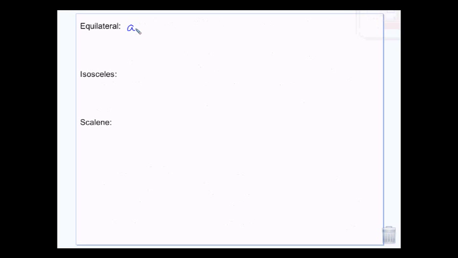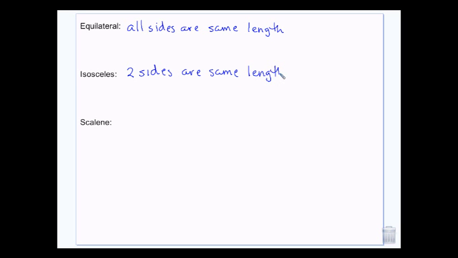Equilateral triangles have all sides the same length. Now, if you're equilateral, you're also equiangular. So equilateral triangles are equiangular, and equiangular triangles are equilateral. They're the same. If you're isosceles, two sides are the same length. And if you're scalene, no sides are the same length.